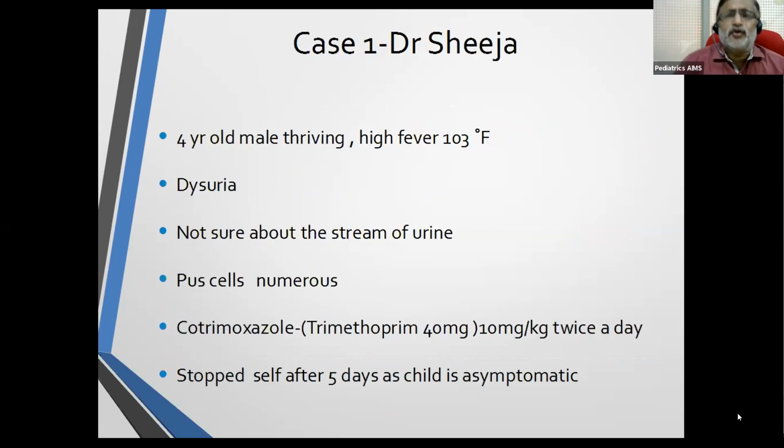So my first question is to Dr. Shija. This is a case scenario of a 4-year-old male child, thriving very well, with high fever of 103. He complains of dysuria, not sure about the stream of the urine.